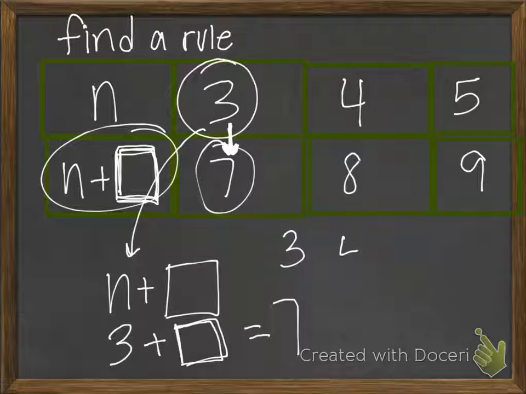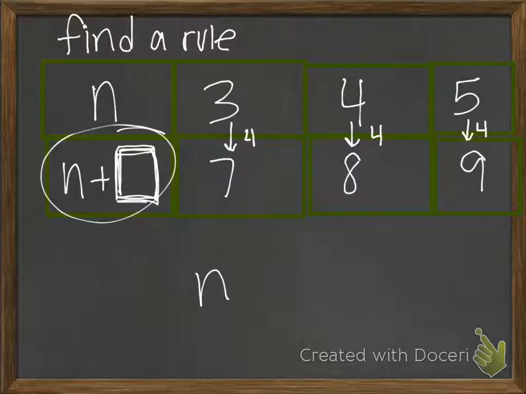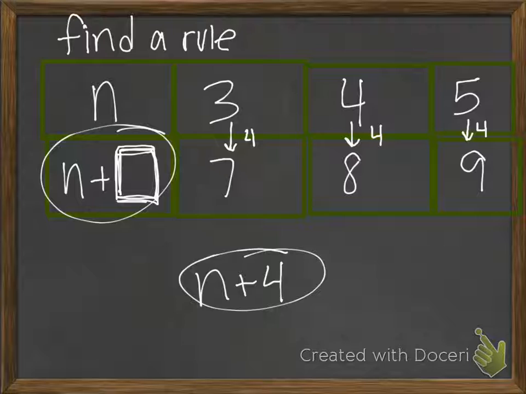So let me back up here. You can solve it two ways. You can either say, what's the difference here? Well, we know the difference is 4. What's the difference here? 4. What's the difference here? 4. That means over here, we know that the blank is 4. That's your rule. N always goes up by 4.